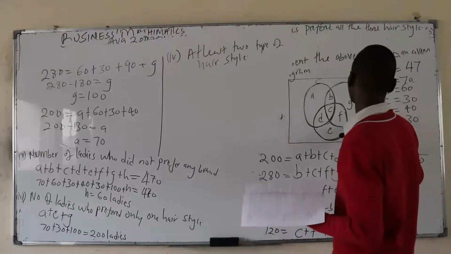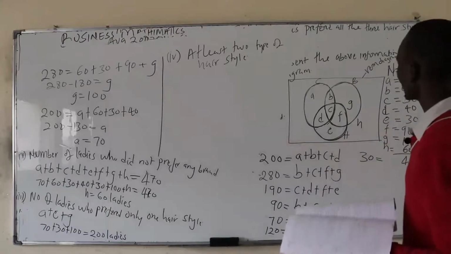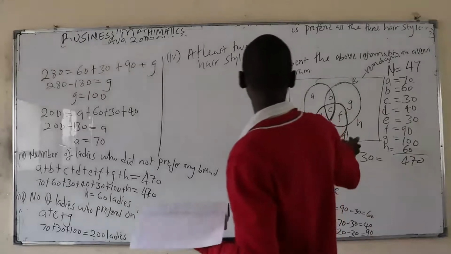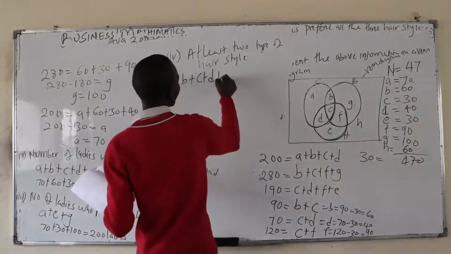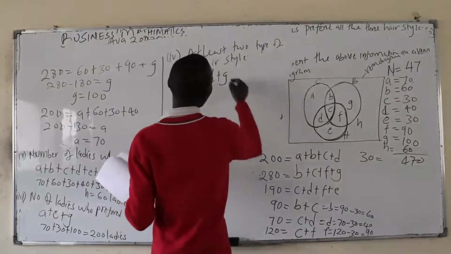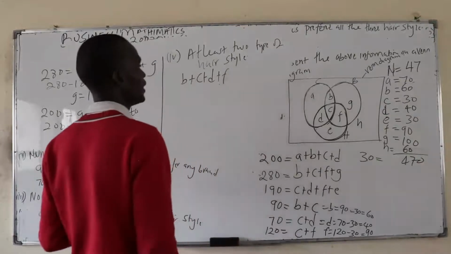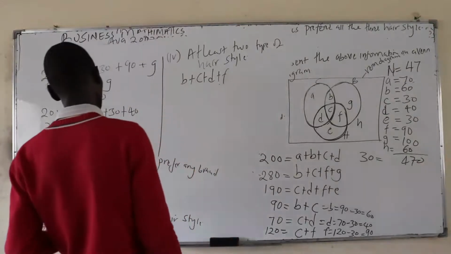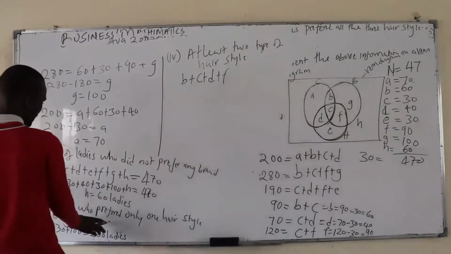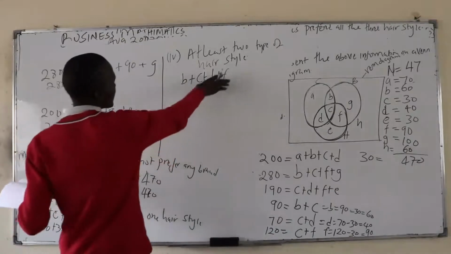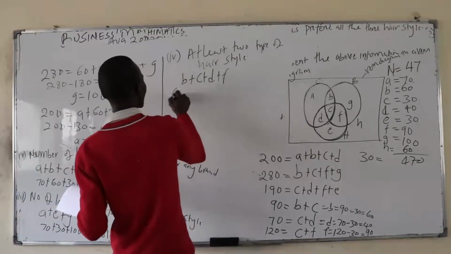Then you are told the number of ladies who preferred only one hairstyle. So Roman 3, number of ladies who preferred only one hairstyle. You'll take the elements that only appear in one set.